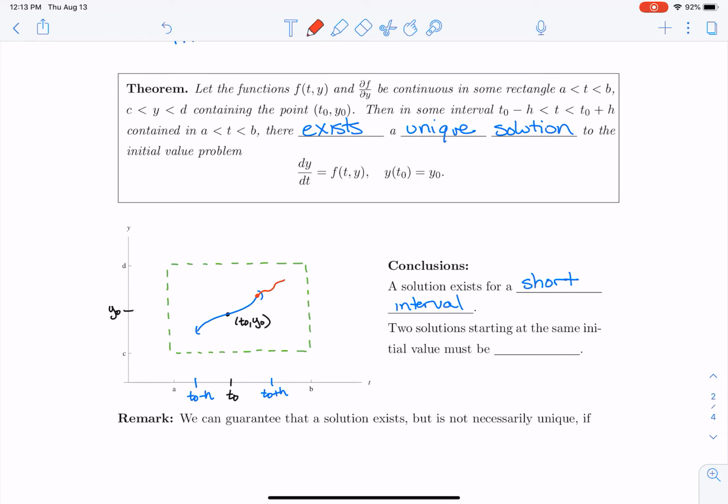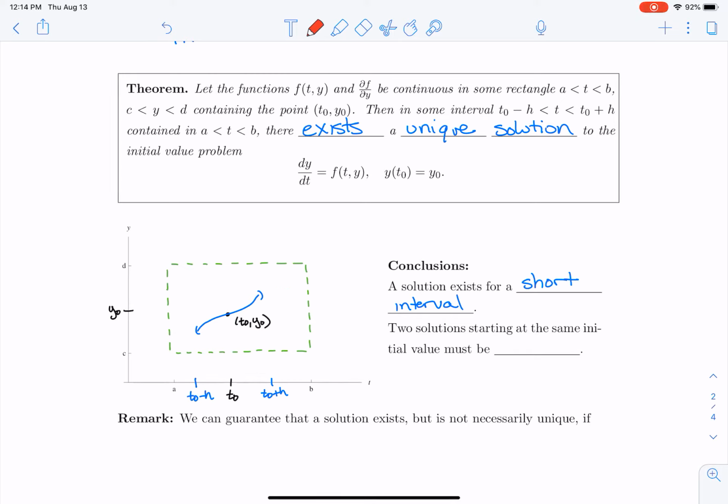Okay, and I'm still within the rectangle, so then my solution must exist for a little bit longer, and I can keep playing that game at least till I get to the edge of the rectangle. And so the solution will exist at least within the entire rectangle, where I can say that my right-hand side is continuous and the derivative with respect to the right-hand side is continuous. Okay, so that's the conclusion to this theorem.